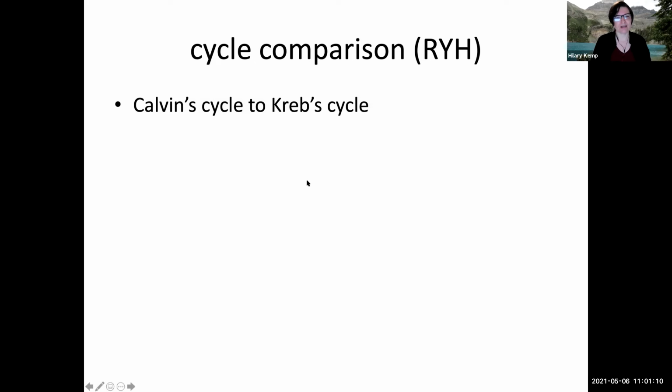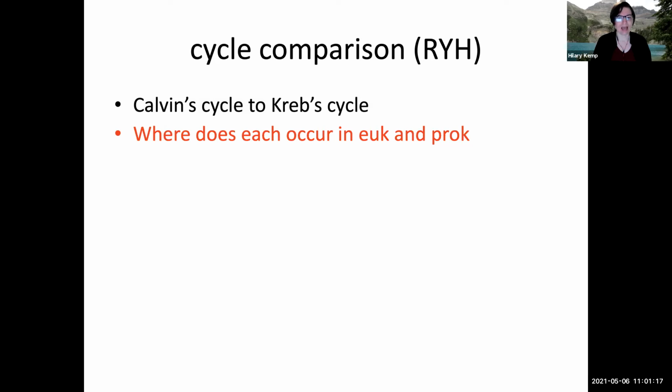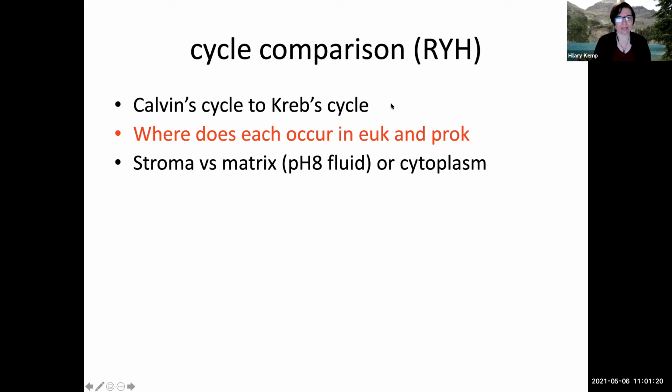So if we compare these cycles to each other, we can compare them in lots of ways. Let's start with where they each happen in eukaryotes and prokaryotes. So in eukaryotic cells, both the Calvin cycle and the Krebs cycle happen inside of a specialized fluid inside of an organelle. In the case of the Calvin cycle, it's happening in the stroma. And in the case of the Krebs cycle, it's happening in the matrix. But both of them are slightly basic, neutral to basic, pH of around 8 fluids inside of an organelle. Whereas in prokaryotes, both these cycles are happening in the cytoplasm.